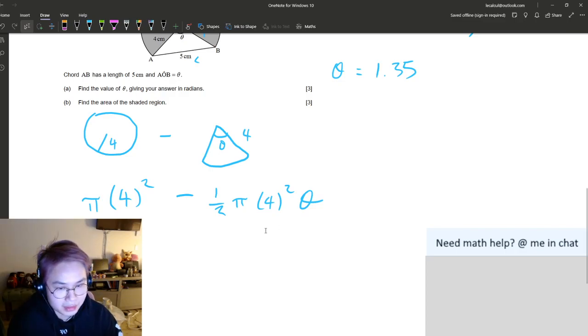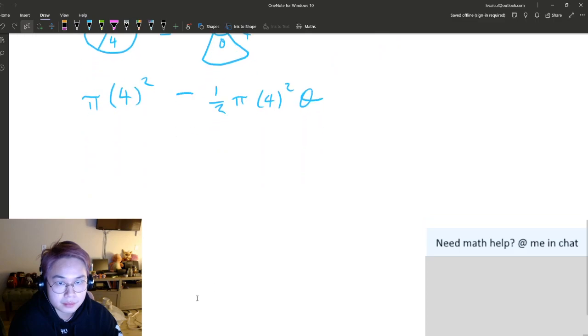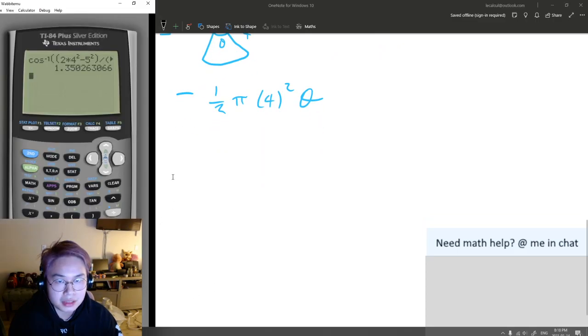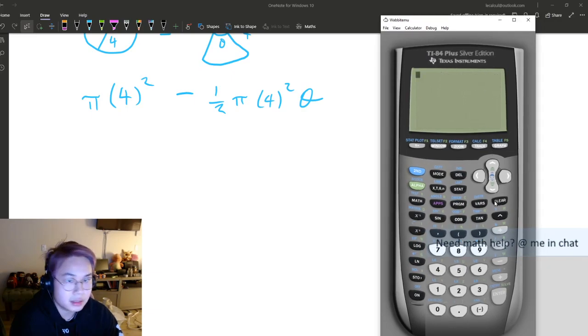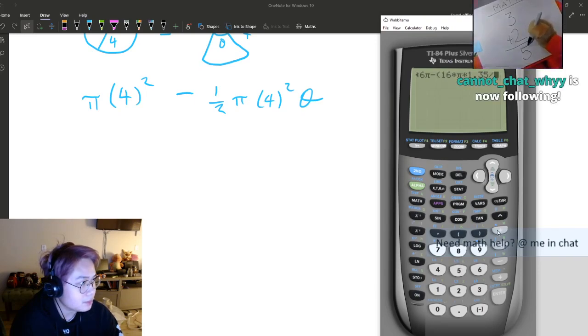Okay, all of this is calculator work. So let's put this in. Clear it out. 16, which is 4 squared, times pi, subtract 16 times another pi, times 1.35, that was the angle in part A, and then divide by 2.